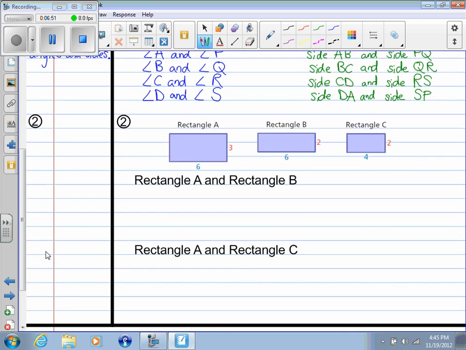Directions for example 2, they tell, sorry about that, change the color there. Tell which rectangle is similar to rectangle A. So copy that down and copy down the 3 rectangles.